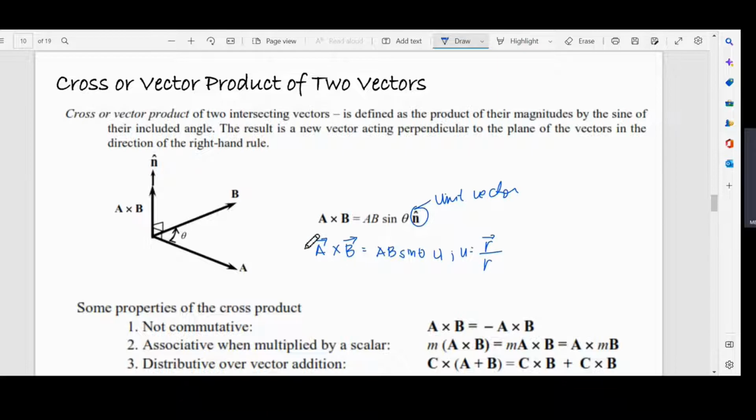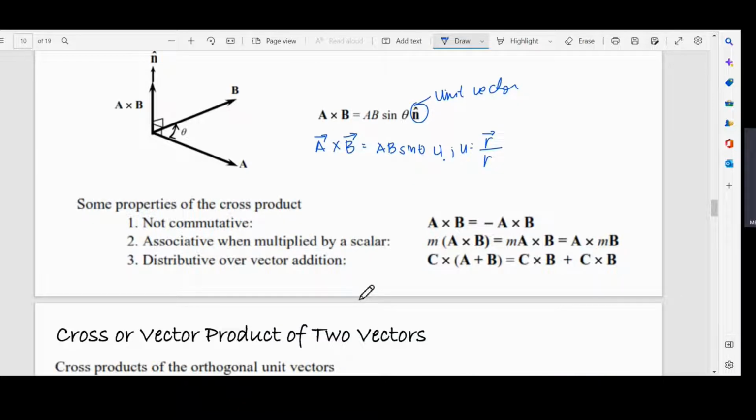Okay. So, this is the formula for the cross product. The magnitude of A multiplied by the magnitude of force B sine theta multiplied by the unit vector. So, n hat is used here, depending on our reference book. But for us, what we use for the unit vector is u. Okay. So, we have here the properties of our cross product.